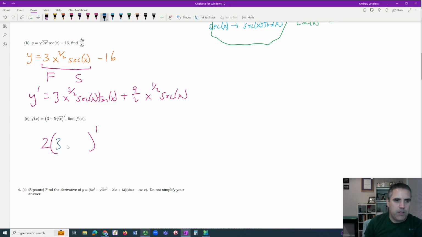But first you copy it down. So that's that chain rule you've been learning. Times the derivative of the inside. Now the inside is 3 minus 5 to the 1/3.